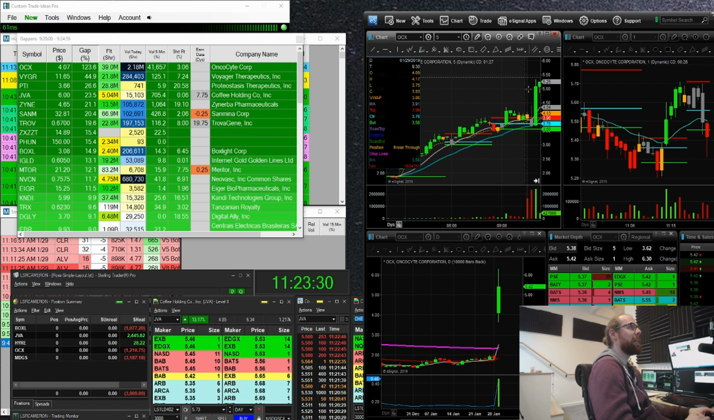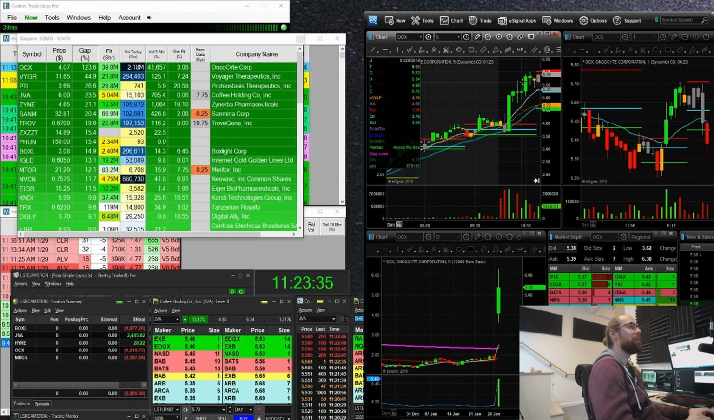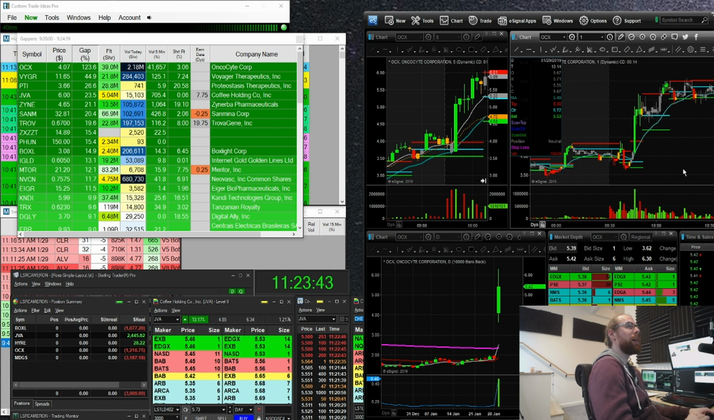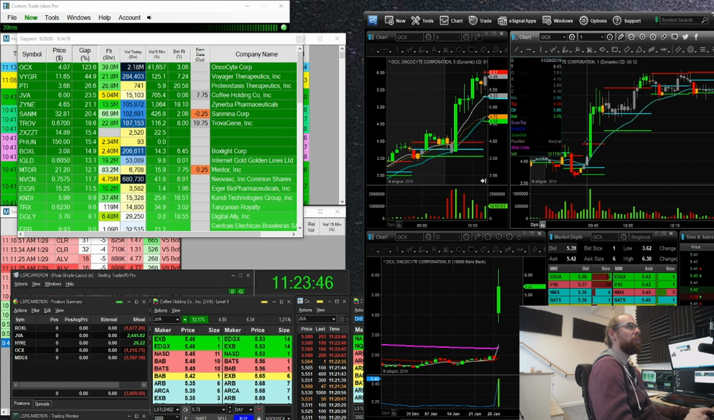So this is where I ended up taking my trades on it. I actually wasn't really going to go over this trade first, but whatever, it's fine. So on this one, it squeezes up and gets halted right here at 533.